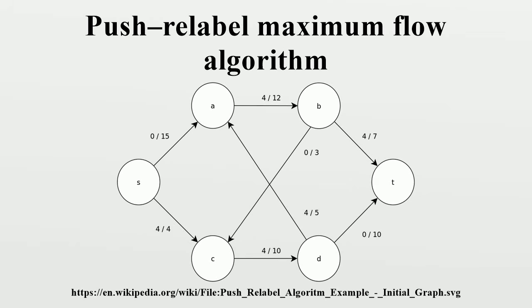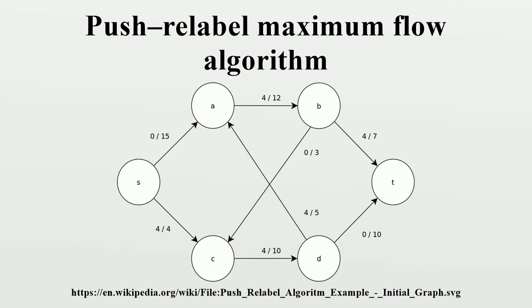Highest label selection rule. The highest label push relabel algorithm organizes all vertices into buckets indexed by their heights. The algorithm always selects an active vertex with the largest height to discharge. The algorithm has O(V^2 sqrt(E)) time complexity. If the lowest label selection rule is used instead, the time complexity becomes O(V^2 E).